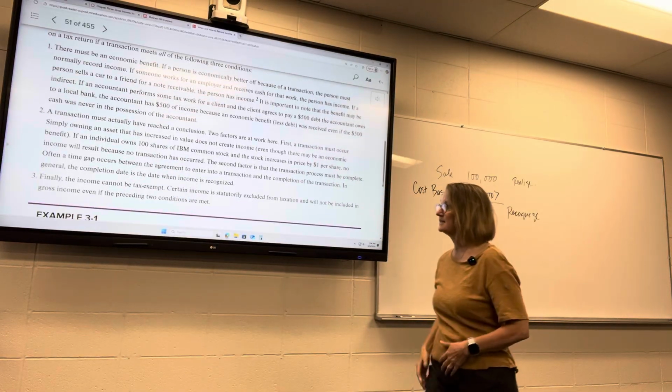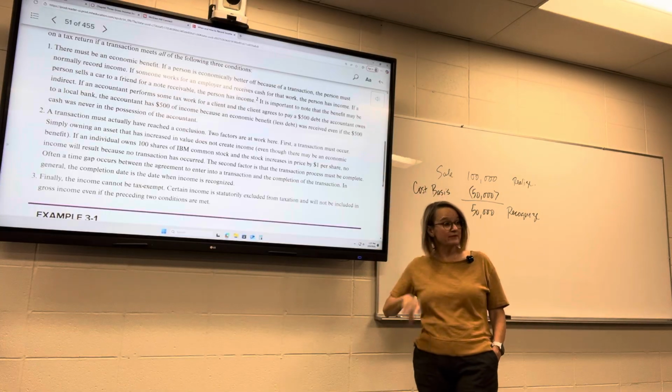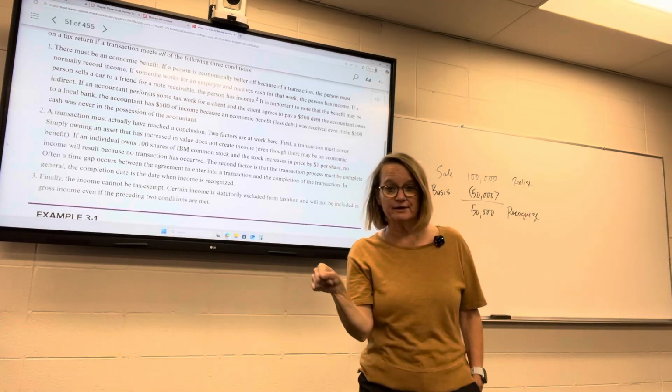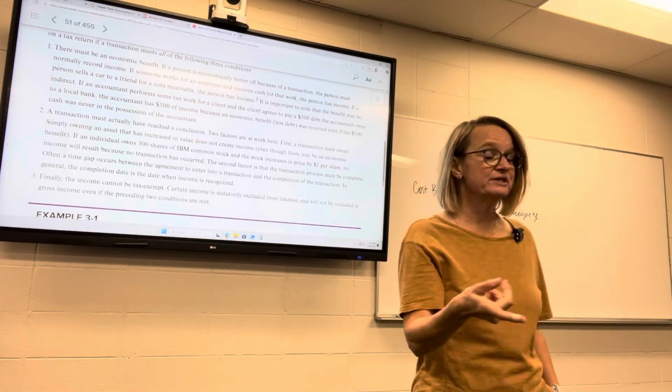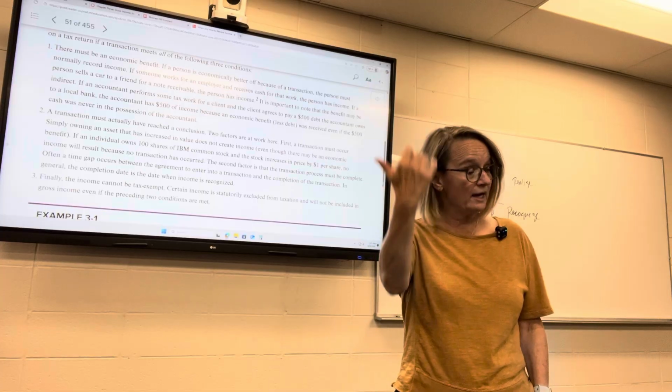Also, another thing that has to happen is that the transaction has to have reached a conclusion. And this is where it's different from financial accounting. In financial accounting, a transaction doesn't have to reach a conclusion before you realize it, right? Before you actually record it.